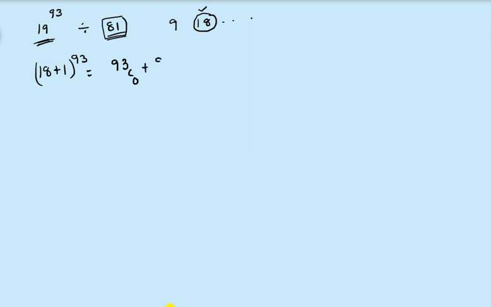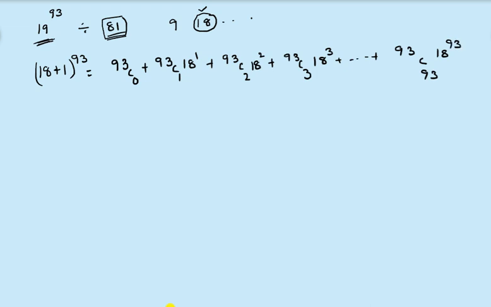Now, with further expansion, we can write this as 93C0 plus 93C1 into 18 power 1 plus 93C2 into 18 square plus 93C3 into 18 cube plus and so on, up to 93C93 into 18 power 93.